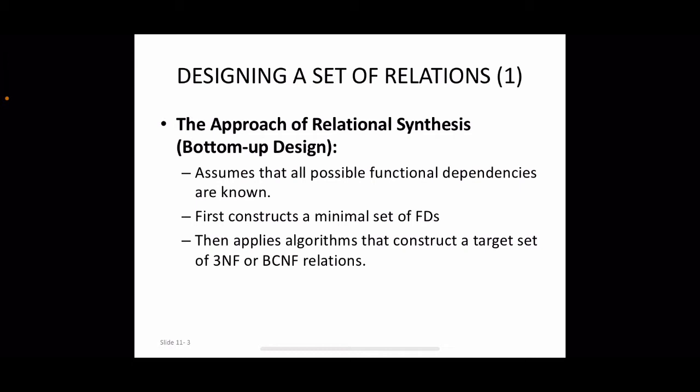Additionally, we have to ensure that all these relations together possess some additional properties. Mainly these two properties: the lossless join or non-additive join property, and the functional dependency preservation property. In this session we will go through some algorithms to test whether the schema, the set of relations, possesses these two properties or not. And in the next session we will go through the actual design of a relational database using this bottom-up strategy.